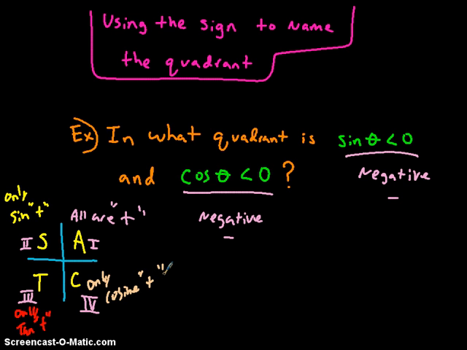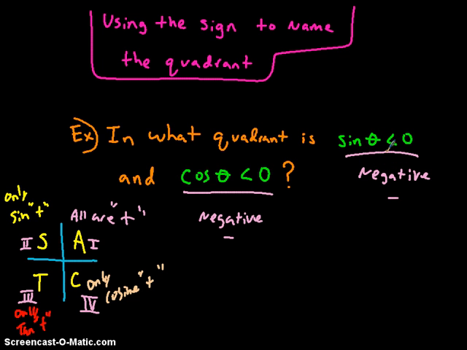So if that's the case, what I tell my students is: all students take calculus, right? That's my way of memorizing what goes where. All students take calculus. So it's asking, in what quadrant is sine negative?